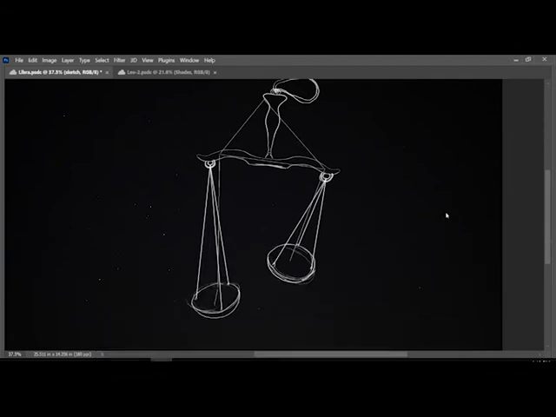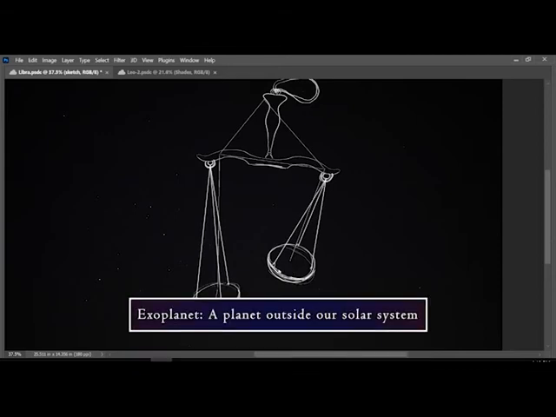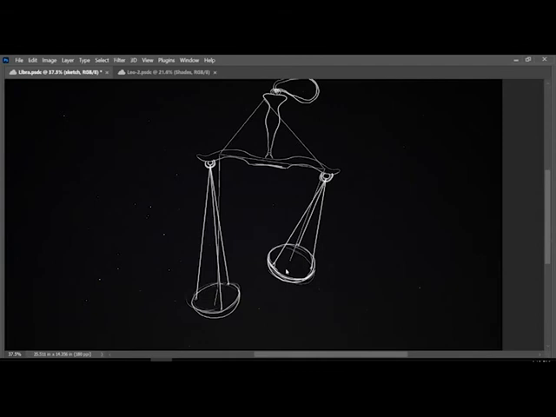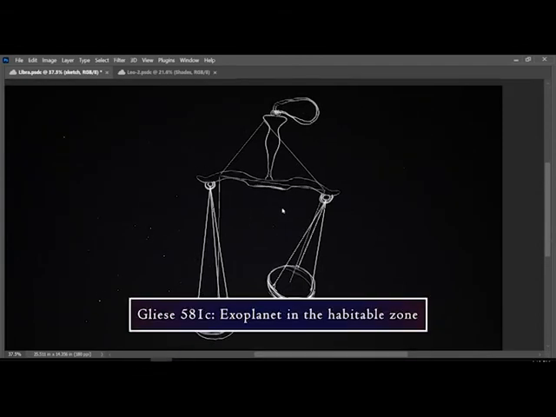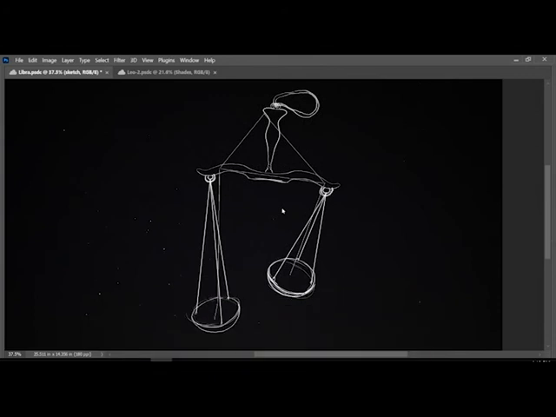Next, although I don't know exactly where it is, Gliese 58.1 is a star in Libra about 20 light years away. Orbiting it are at least three confirmed planets. Planets orbiting stars outside our solar system are called exoplanets by astronomers. One such planet, Gliese 581c, is in the habitable zone, which means its potential temperatures would support water as a liquid, which is essential for life.